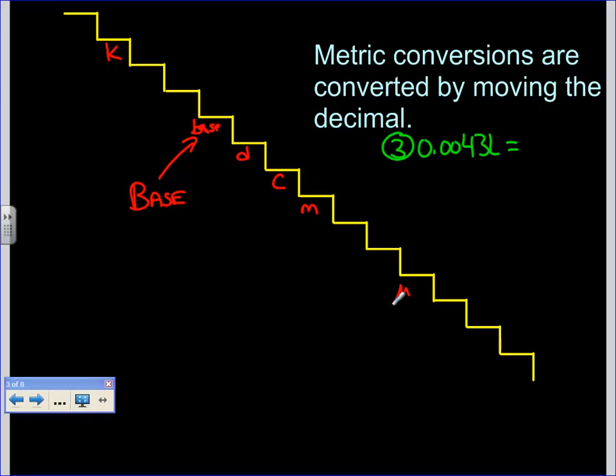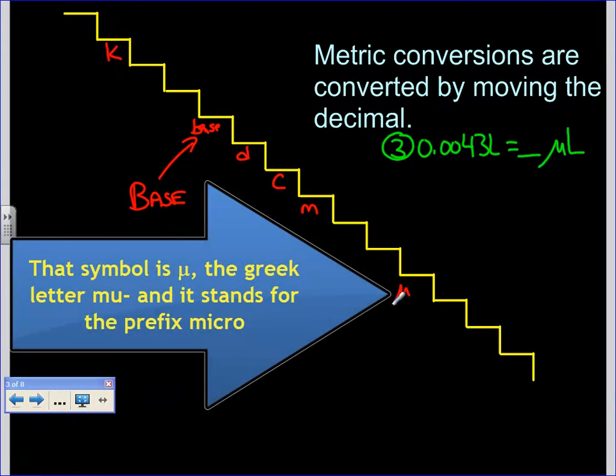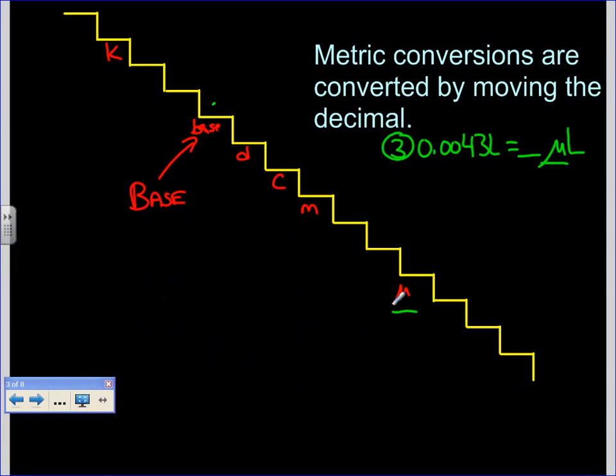Okay. And we want to convert that into microliters. And I don't think the micro came out on your notes. That's fairly likely, I suppose. Go ahead and draw that in. That is the Greek letter mu. It's kind of like a U with a tail or an M with a tail on it.